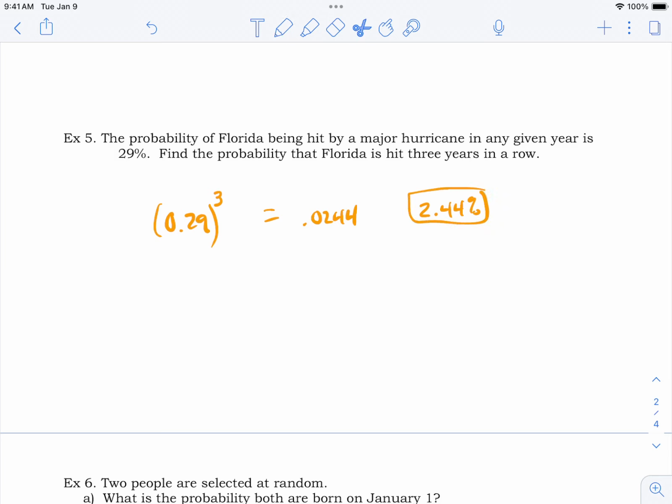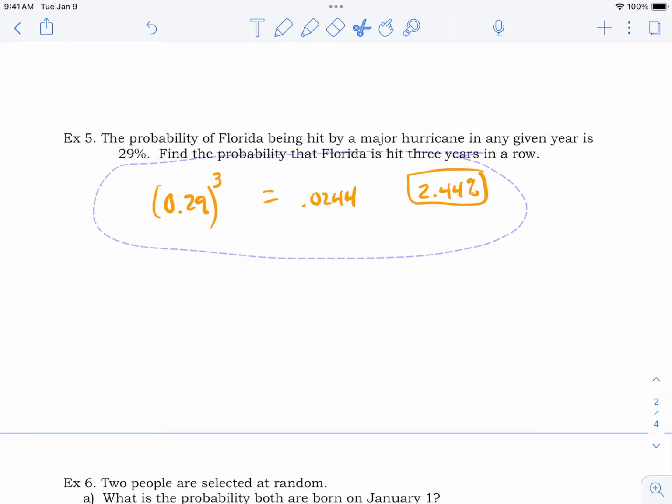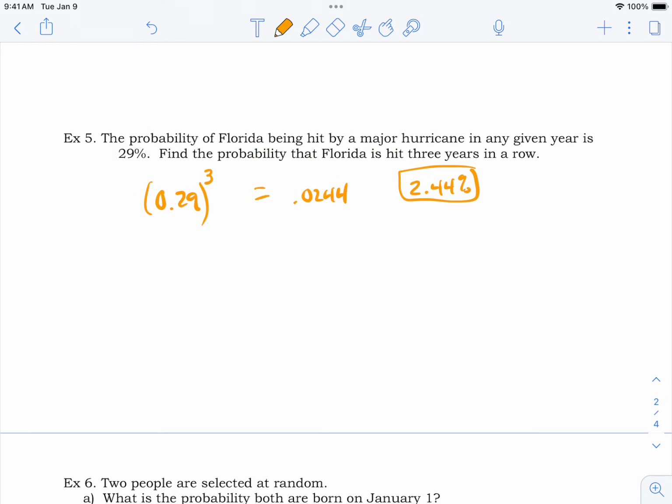Okay, now I want to add a little tip for you. This can be handy when you're thinking about probabilities. So I'm going to say tip. 2.44%, what do we know about that? We know it's kind of small, right? 0.0244, we know it's kind of small. It's hard to really think about how big that number is.